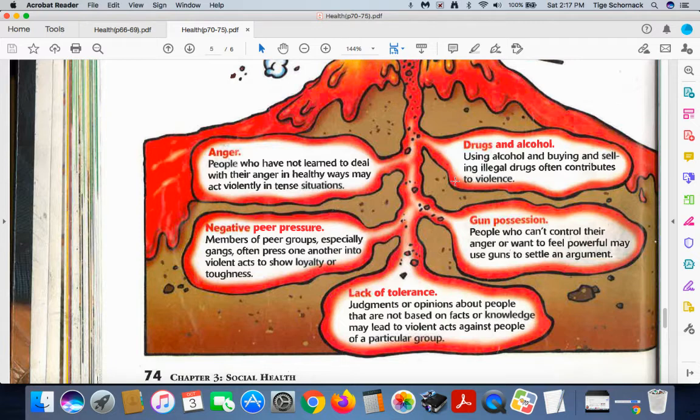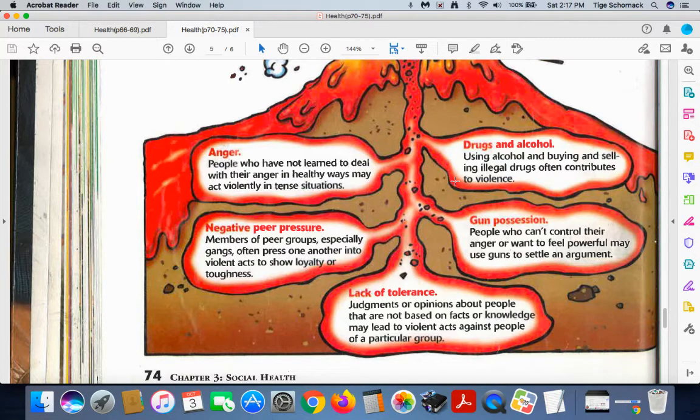Judgments or opinions about people that are not based on facts or knowledge may lead to violent acts against people or particular groups. Negative peer pressure. Members of peer groups, especially gangs, often press one another into violent acts to show loyalty or toughness.